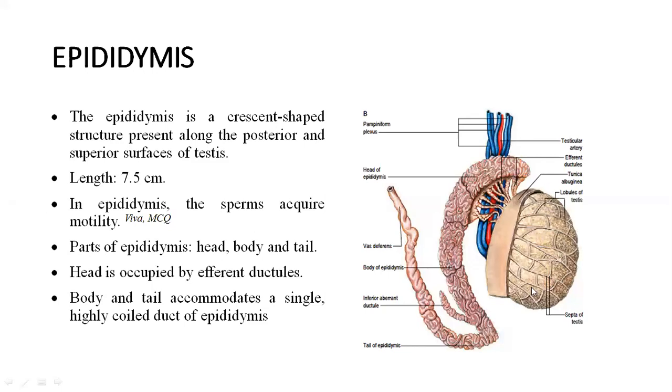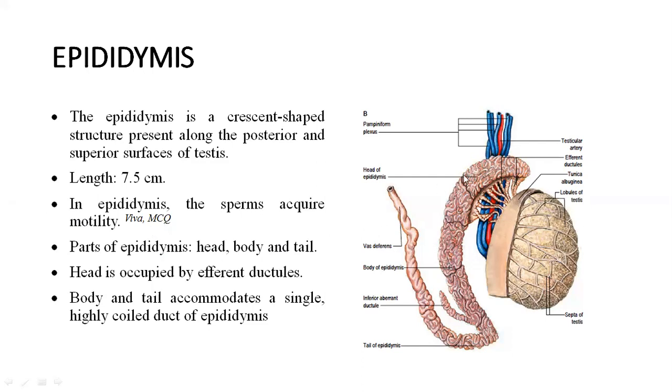Once we are done with testis, we have epididymis. So epididymis is a crescent-shaped structure present along the posterior superior surface of testis. The length of epididymis is 7.5 centimeters. In epididymis, the sperms acquire motility. Please remember this fact. It will be asked in viva.